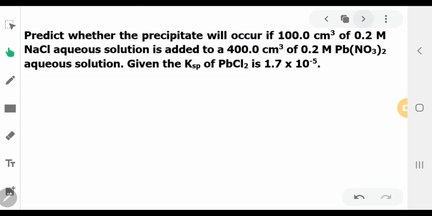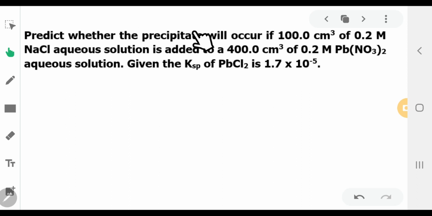So let's have a look at one example here. This is a very typical question in exams. They're going to ask you to predict whether the precipitates will occur if you are adding two solutions together.